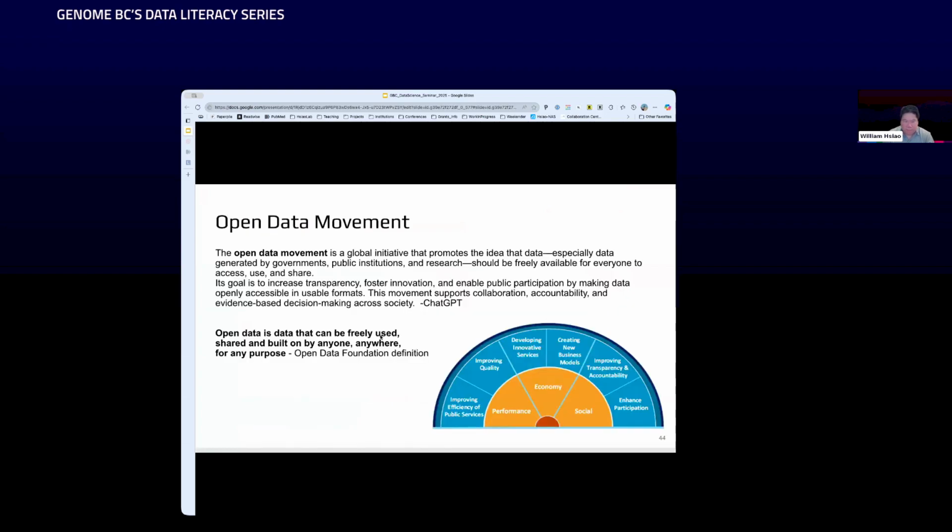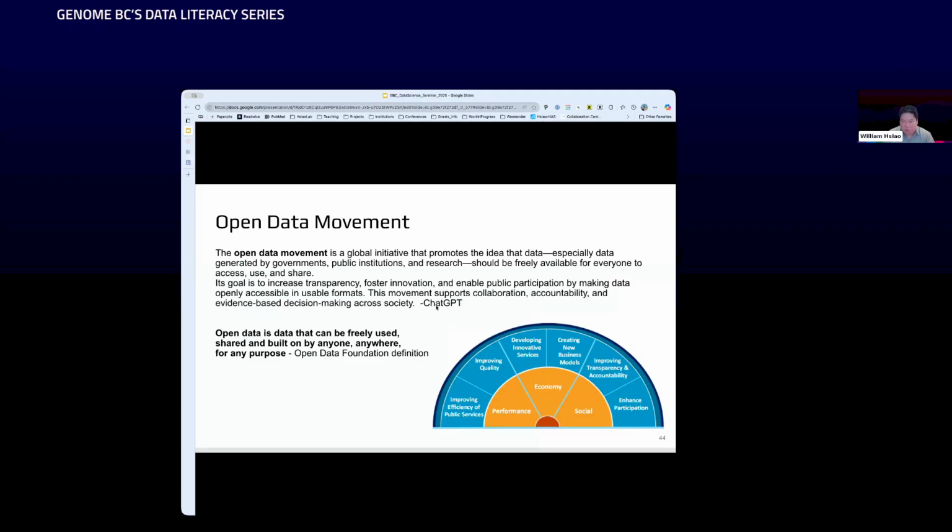So as I mentioned, we benefit a lot from the open data movement. Open data is a global initiative that promotes the idea that data, especially data generated by government, public institutions, and research, should be freely available for everyone to access, use, and share. The goal is to increase transparency, foster innovation, and enable public participation by making data openly accessible in usable formats. So this movement supports collaboration, accountability, and evidence-based decision-making across society.